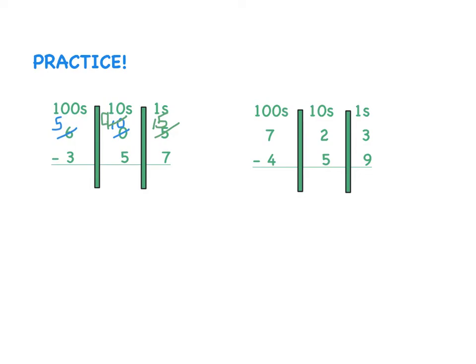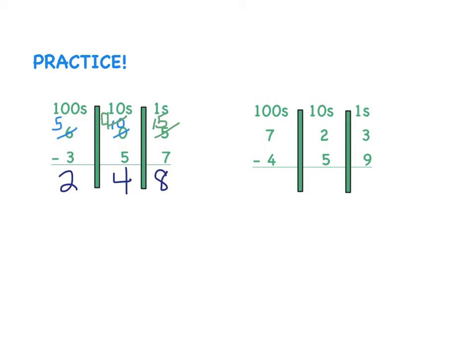So now I have 15 minus 7, which gives me 8. And then if I look at my tens column, I have 9 minus 5, which gives me 4. And my hundreds column, 5 minus 3, which gives me 2. So 248.